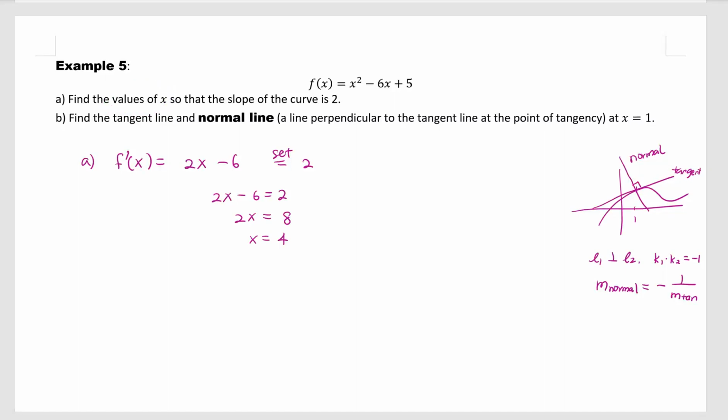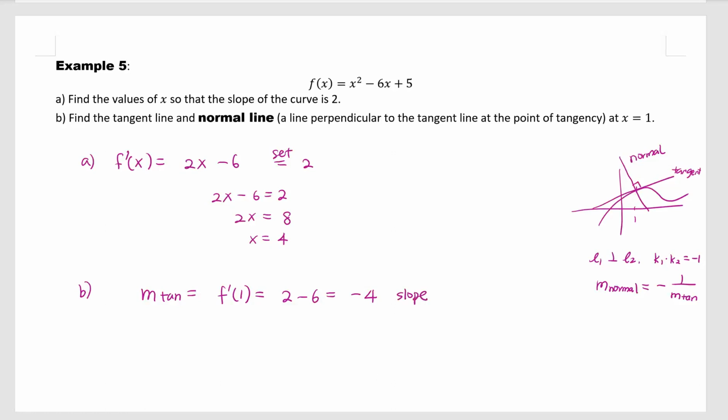If the problem asks us to find the point, you also need to plug into the function to find the y coordinate of the point. Okay? So part B. What's m tangent? Well, for m tangent, we plug 1 into our derivative. So 2 times 1 is 2, minus 6 is minus 4. This is the slope.